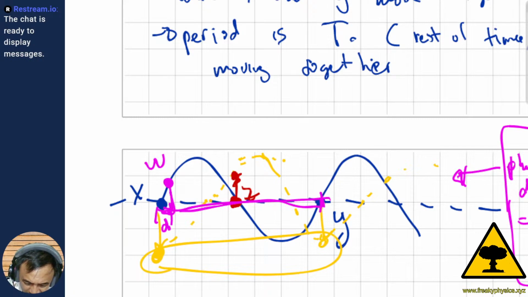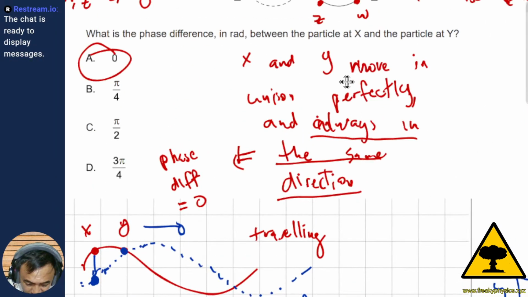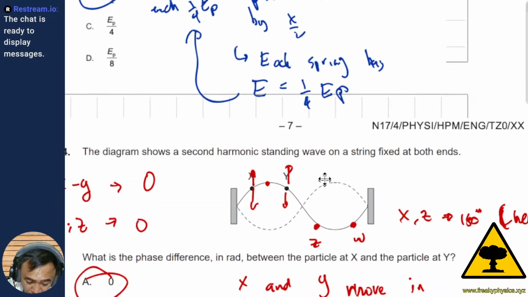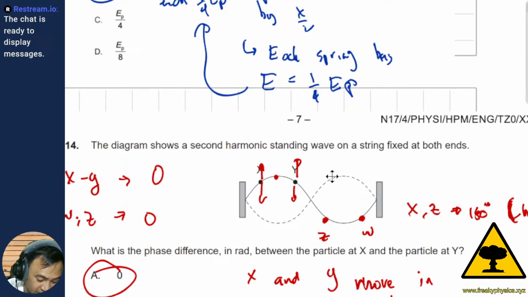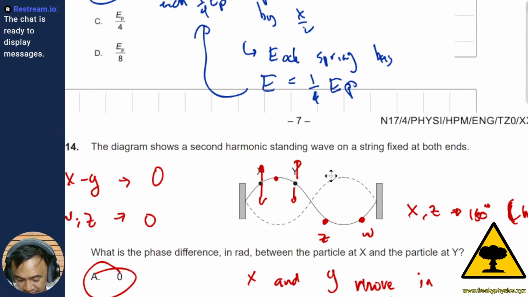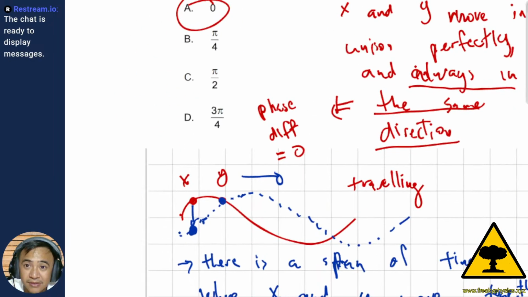Whether it's about time or distance, in terms of standing waves, let's go back to standing waves. In standing waves, it's always going to be either 0 or 180 degrees. There are no other possible values. So this one's done. Anything else you'd like to ask?